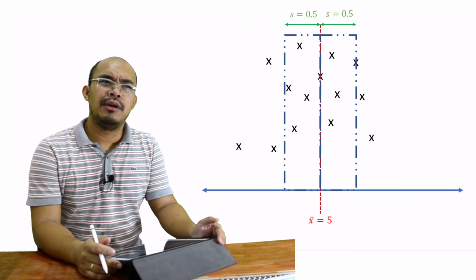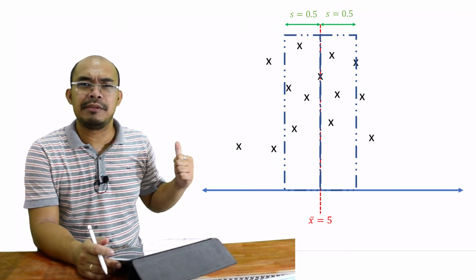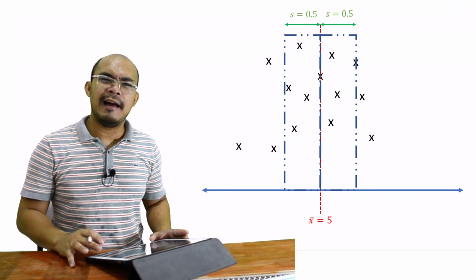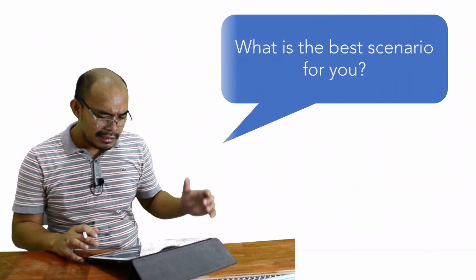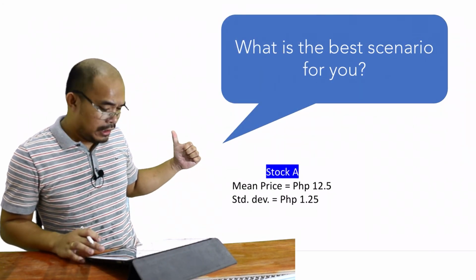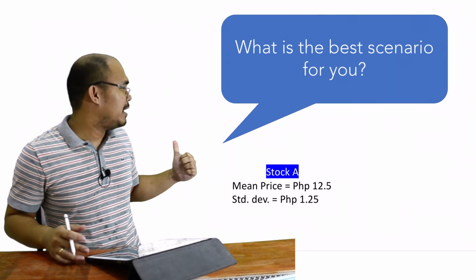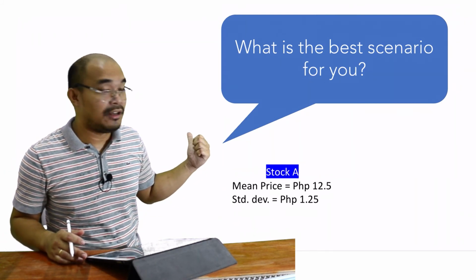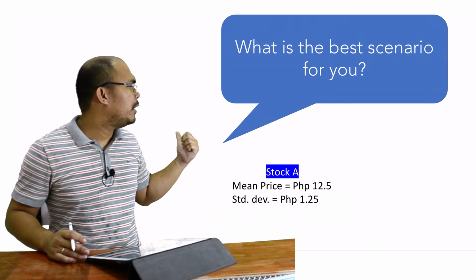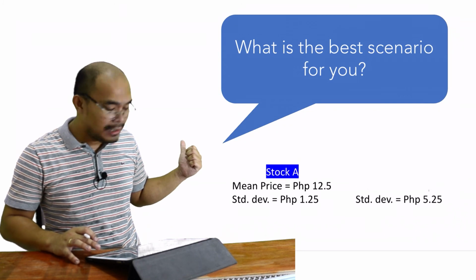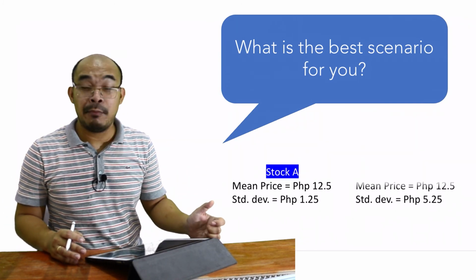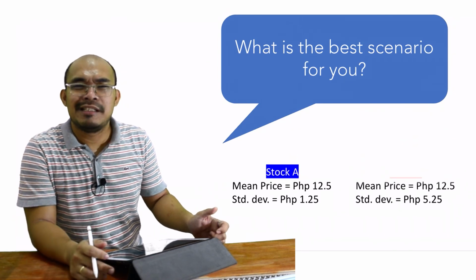Okay? So, later on, we will appreciate the concept of standard deviation when we compute the z-score. So, let me end this video first by asking this question. What do you think is the best scenario? For example, in stock price A, you have a mean price equal to 12.5, and the standard deviation is 1.25. And then for stock B, you have 12.5, and the standard deviation is 5.25. Let me know in the comment section below.